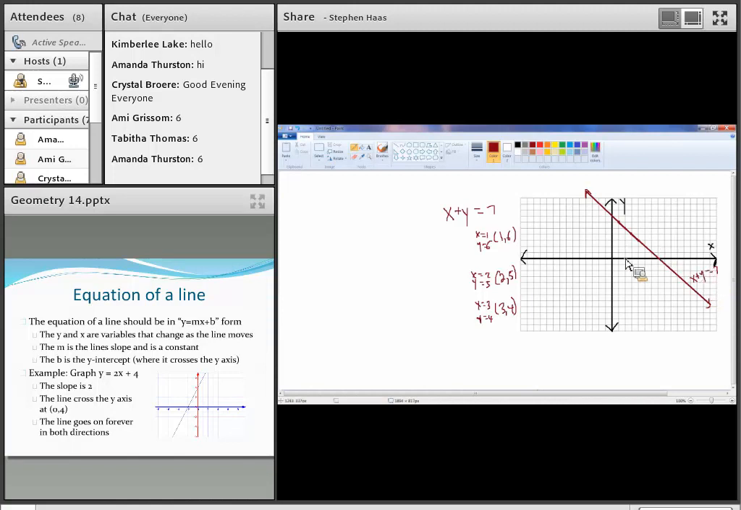So, for example, if y is 0, then x would have to be 7. If x is 0, then y would have to be 7. If x is negative 1, then y is 8. And remember, that also works. If x is negative 1 and y is positive 8, that also works to equal 7. And 8 and negative 1 also works.